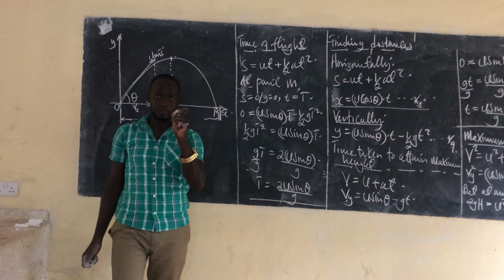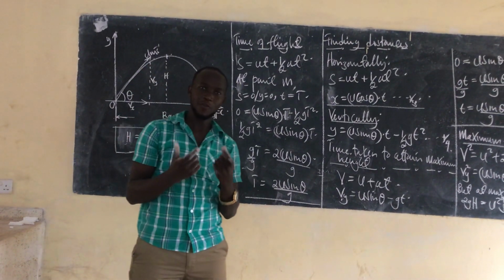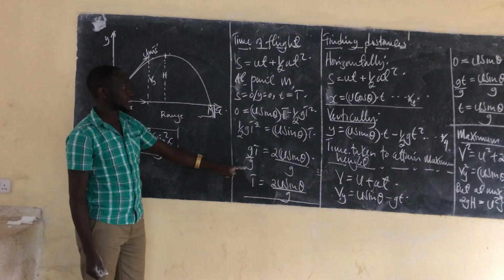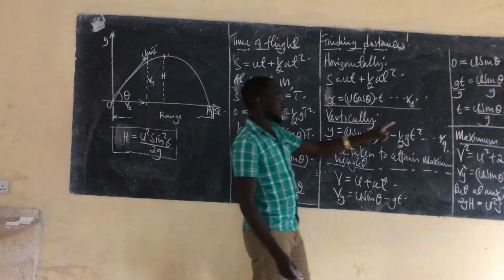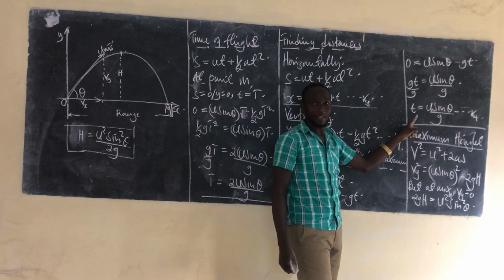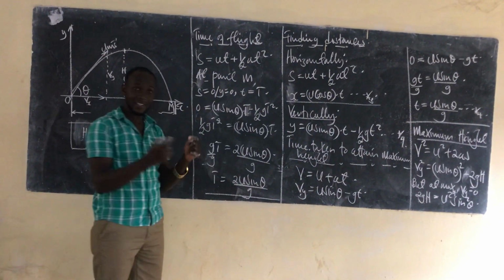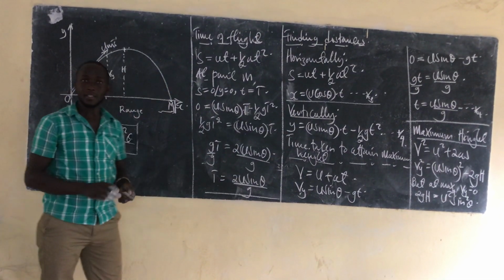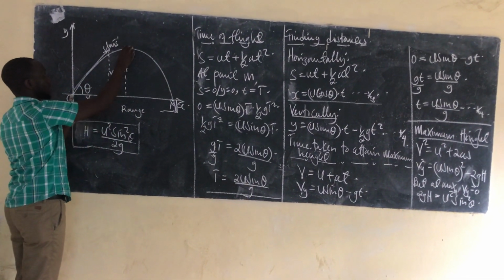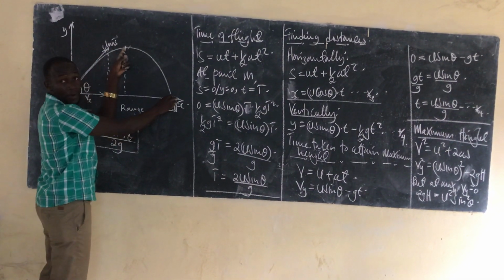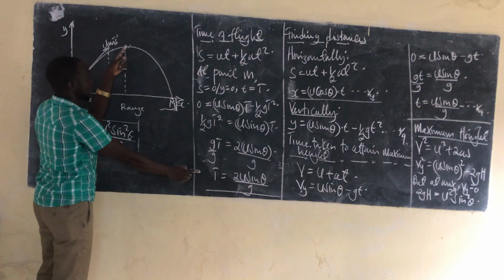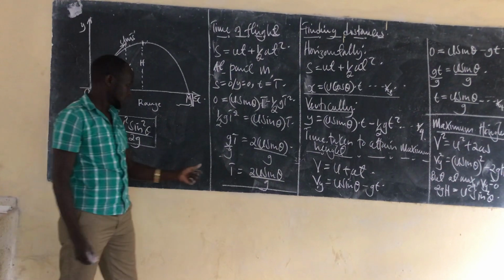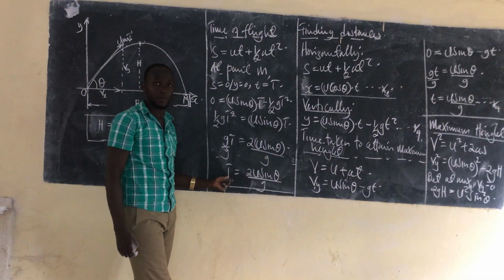Wherever you are requested to find or derive the expression for the time of flight of a projectile, this is the way to go. And when you look critically at the equation for the time taken to attain maximum height, they have a certain relation: the time of flight is twice the time taken to attain maximum height. The time taken from here to here is the same as the time taken from here to here, so you multiply this time by 2, or add the two, to get the time of flight.